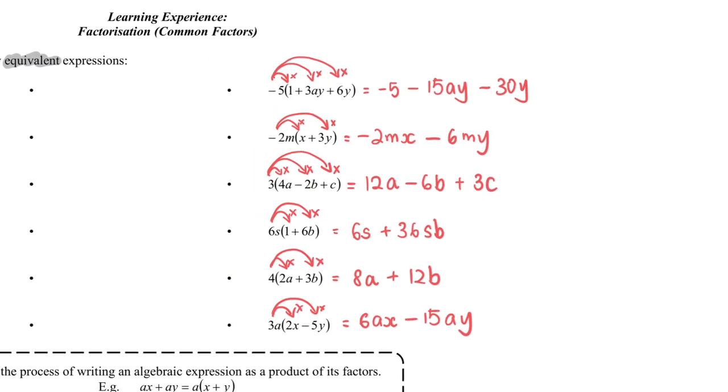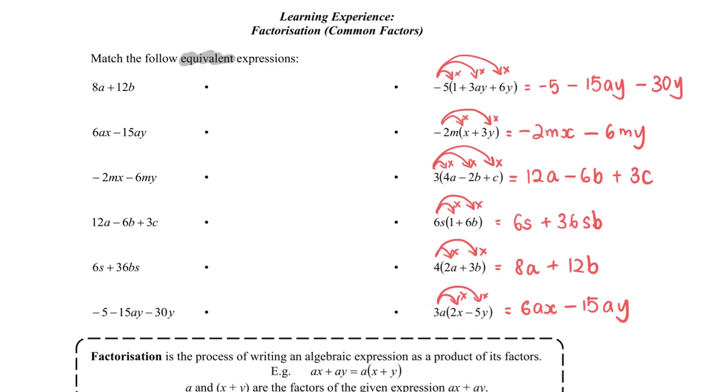After that, now it's simply to compare. And we can then start to compare a plus 12b, and I've gotten my answer. Alright, so this one will be, yep. And let's continue. 6ax and negative 15ay, it will be this expression.